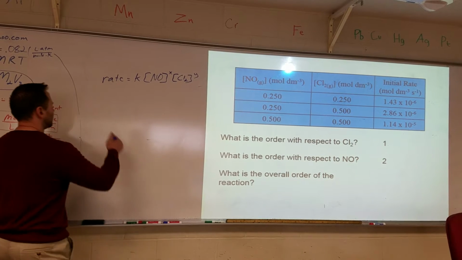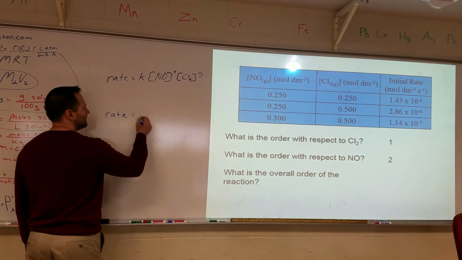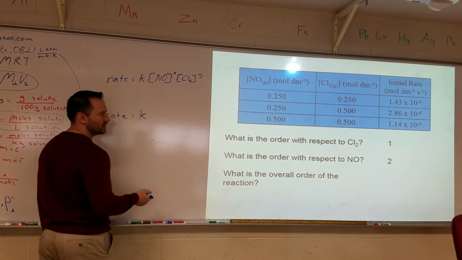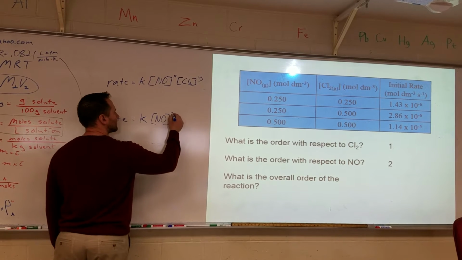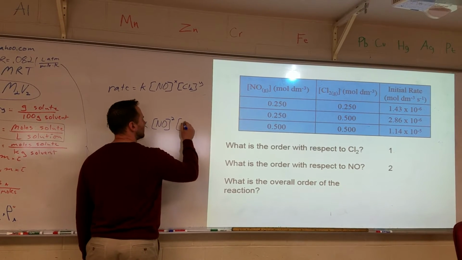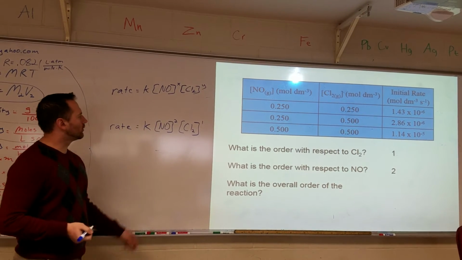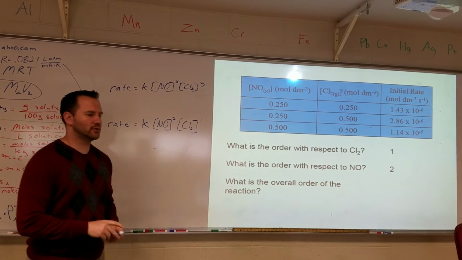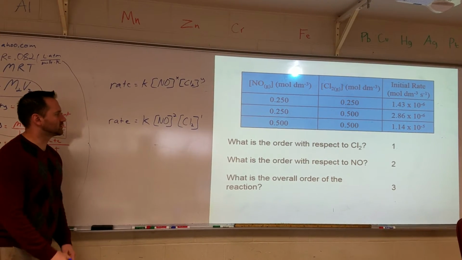And when we write the rate expression, it's equal to some constant that we'll determine in the next video times NO to the 2nd and Cl2 to the 1st. So the overall order of the reaction would be the sum of those orders, so you would get 3 for the overall order of reaction.